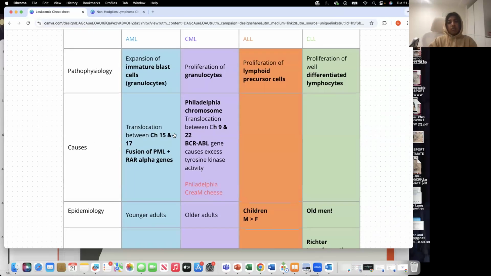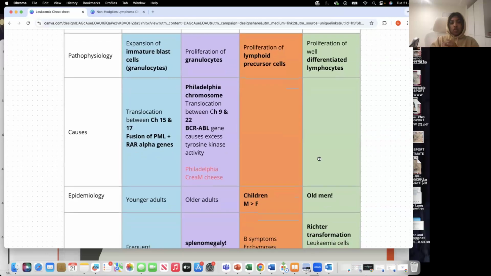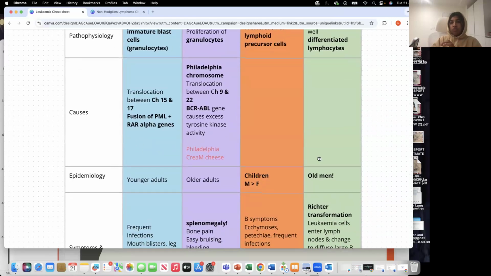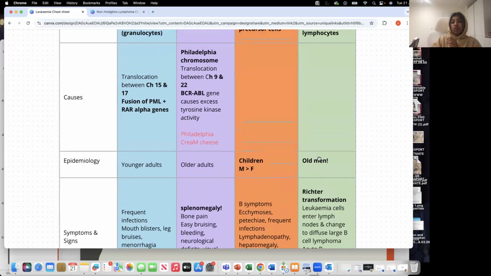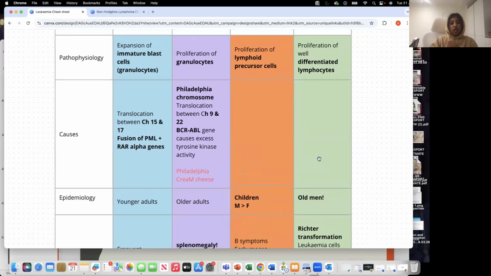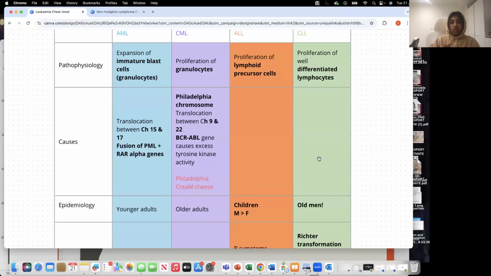There are no specific causes for ALL or CLL, or a characteristic one that I found that could help you in exams. The epidemiology is also very, very important. AML is in younger adults, CML is in older adults, ALL is in children. So if you see leukemia in a child, it's most likely to be ALL. Because all children are cute. That's how I remember it.